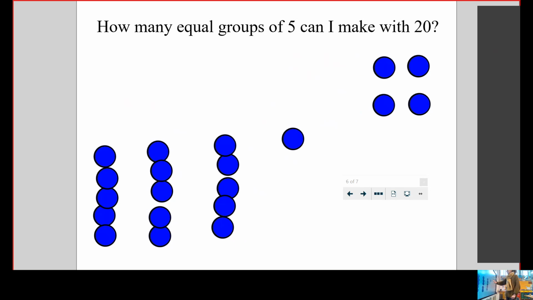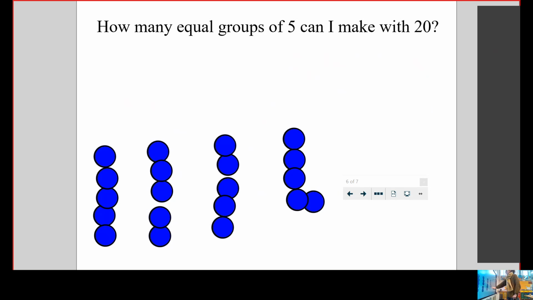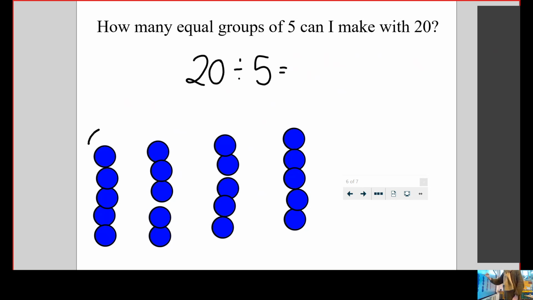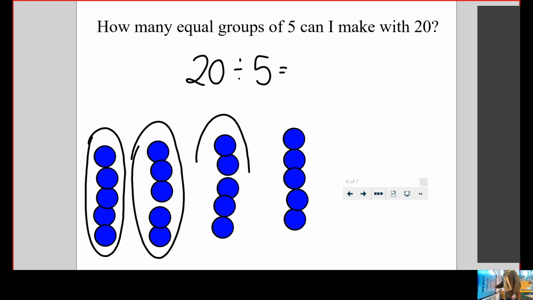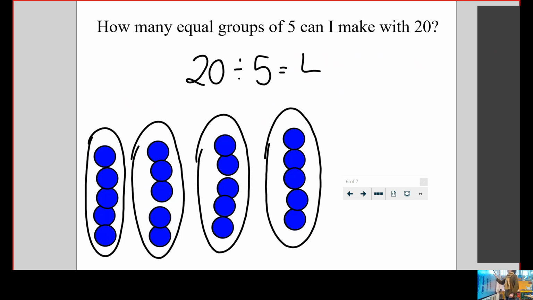Let's see if we can make one final equal group of 5. 1, 2, 3, 4, 5. Okay, so we had 20 counters all together and we split them into equal groups of 5. Now we've got one group of 5, 2 groups of 5, 3 groups of 5, and 4 groups of 5. So 20 split into equal groups of 5 means we can have 4 groups.